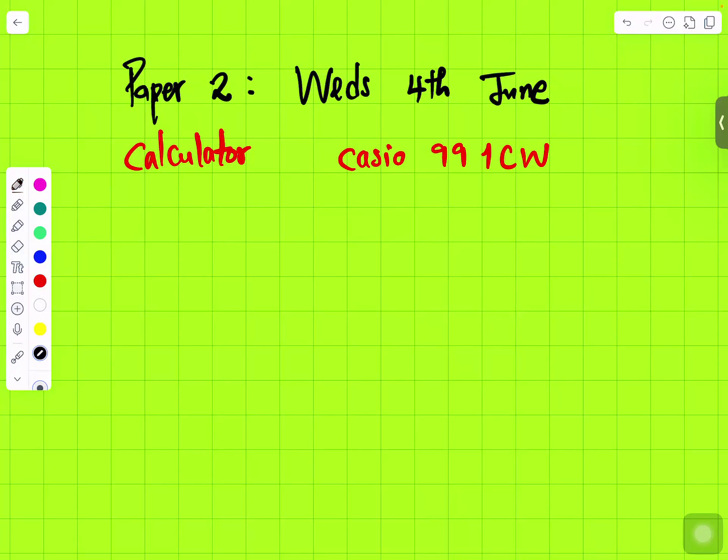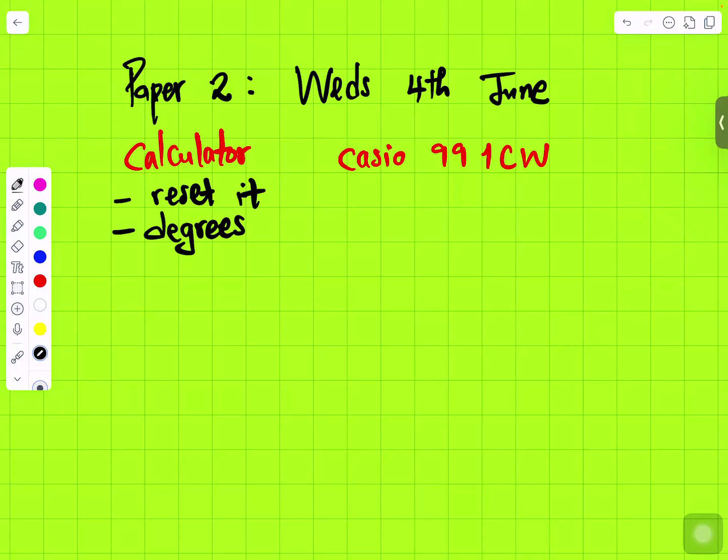So the thing is, you want to reset your calculator. Reset your calculator, and that will clear the memory and put it to default settings. And make sure your calculator is in degrees, because if not, you won't be able to get those answers.